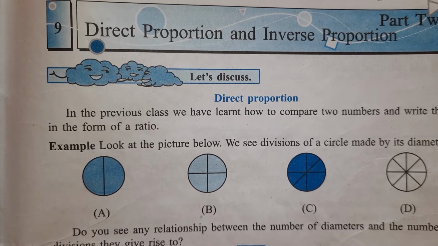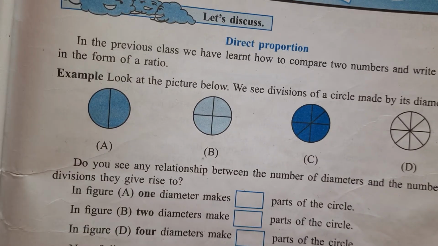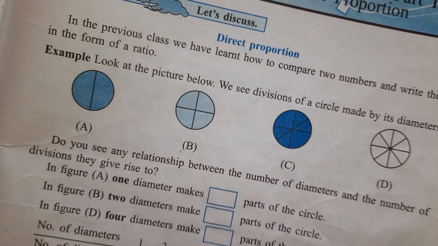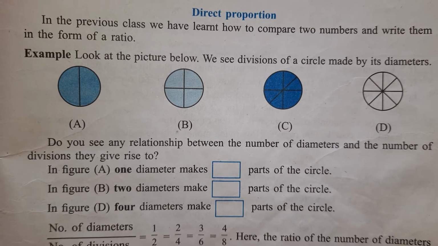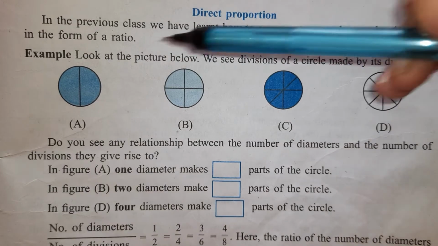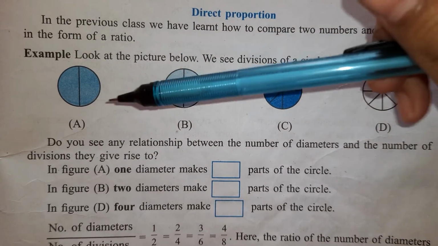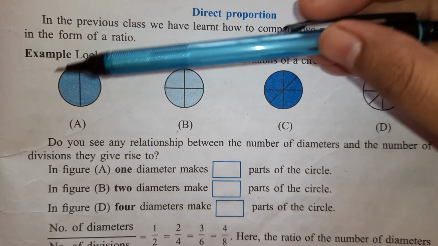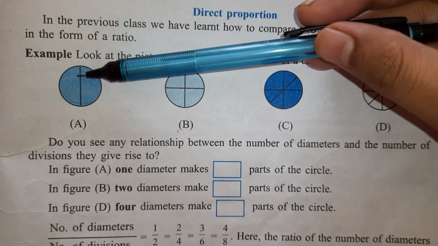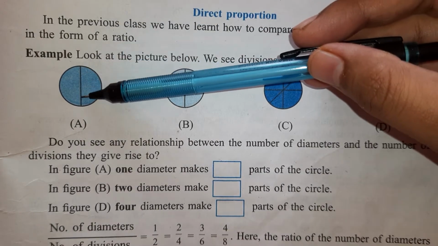Now let's study one example in order to discuss direct proportion in detail. Now here some pictures are given to you of circles. 4 circles are there. In the first circle, this circle is divided into two parts by drawing one diameter.